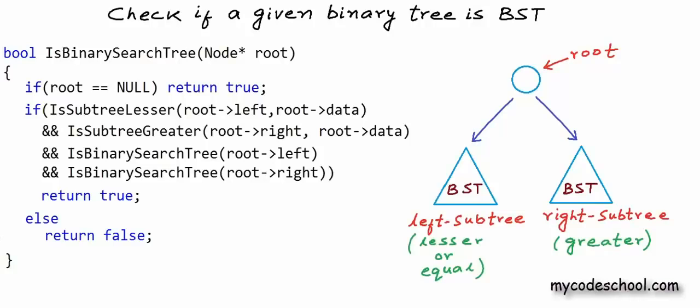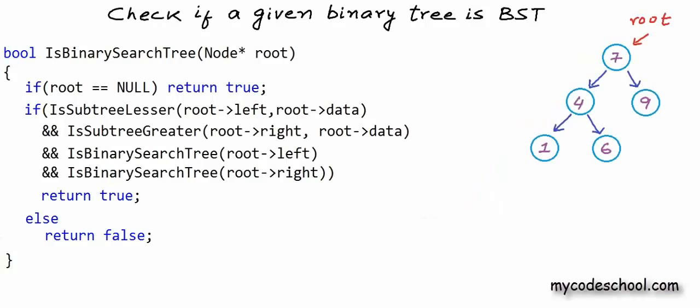Let's quickly run this code on an example binary tree and see how it will execute. I have drawn a very simple binary tree here, which actually is a binary search tree. Let's assume some addresses for these nodes in the tree. Let's say the root node is at address 200, and I'll assume some random addresses for other nodes as well. To check if this binary tree is a binary search tree or not, we will make a call to the isBinarySearchTree function. I'm writing IBST here as a shortcut for isBinarySearchTree because I'm short of space here.